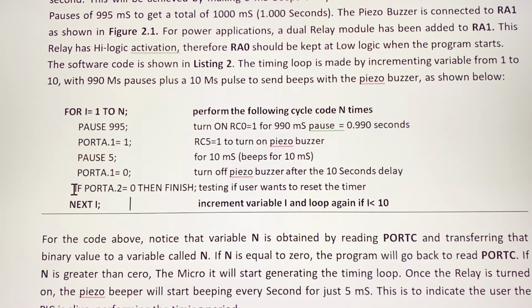And also, if we want to stop the process at any time, we can add this instruction, because sometimes you need to stop the timing period at any time. So if the user presses the push button in the middle of any period of time, this one will go to finish. It'll clear, or it'll stop the process.